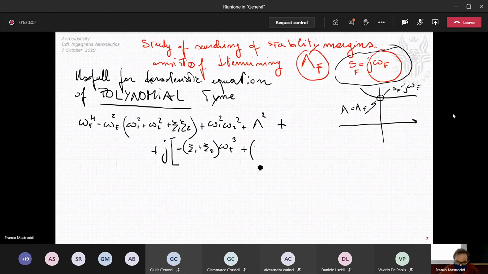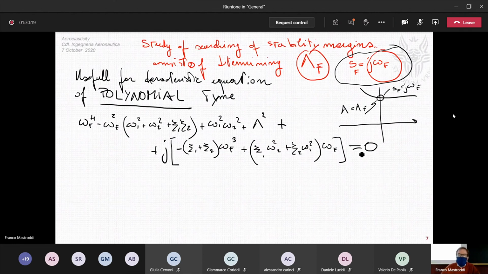So I have to include only the zeta 1 omega 2 plus zeta 2 omega 1 square by omega flutter equal to 0. So you have a complex number separated in real part and imaginary part. Oh guys, this happens only for polynomials. If you have a characteristic equation which is not a polynomial, you are in the unlucky day.